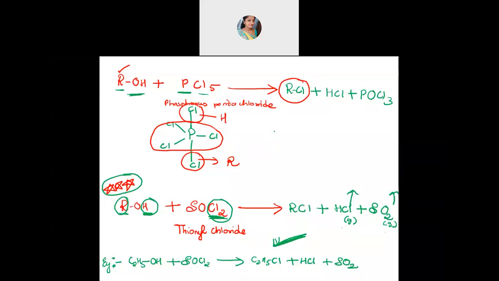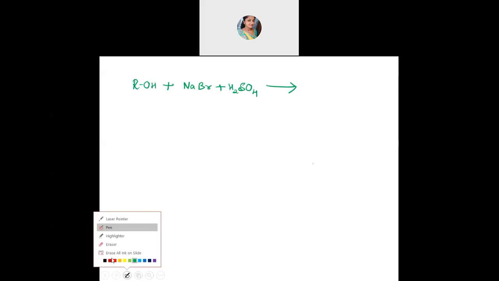Next, preparation from alcohol itself. Alcohol is made to react with NaBr and sulfuric acid, H2SO4. What will be the product formed? Now NaBr and H2SO4 are taken. During that time, first NaBr and H2SO4 will react. See how they will react.